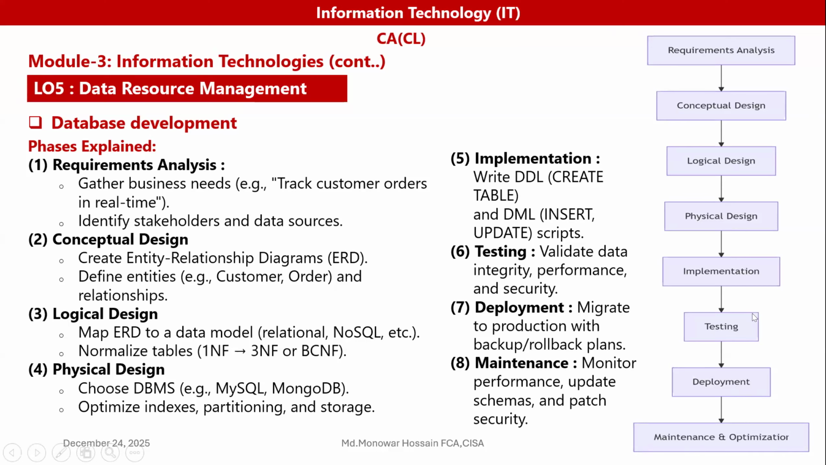So here, in requirement analysis, we gather the business need and what type of database structure is required, and identify stakeholders and data resources. Then conceptual design: create an entity relationship diagram that defines entities such as customer, order, other stakeholders, and relationships. Then we have to design it logically, mapping it to the data model. Then normalize data.